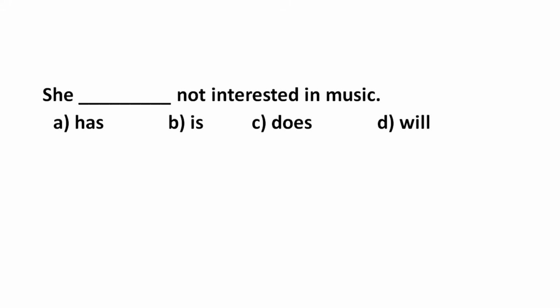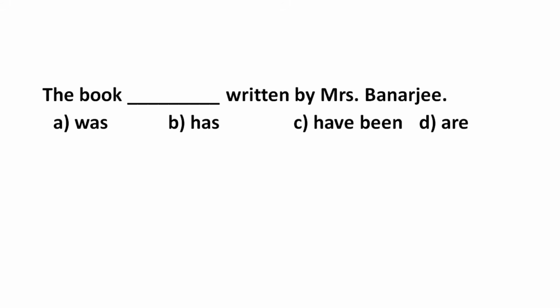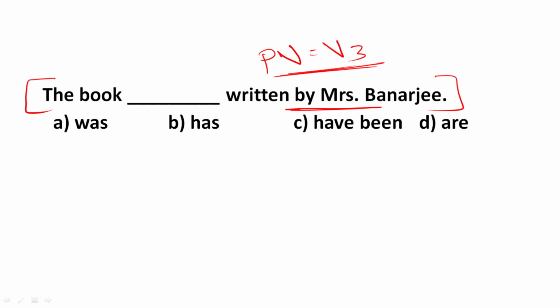She dash not interested in music. Now naturally, you are talking about a very generalized statement. So she is not interested in music. The book dash written by Mrs. Banerjee. This is a very tricky question. A very simple one, of course, but some people might make mistakes here. The book dash written by. Now when you see the sentence, you would immediately understand something. You are trying to say the book dash written by Banerjee, which means the sentence is in passive voice. And I have already very clearly explained that in any sentence where it is passive, the verb should be V3.